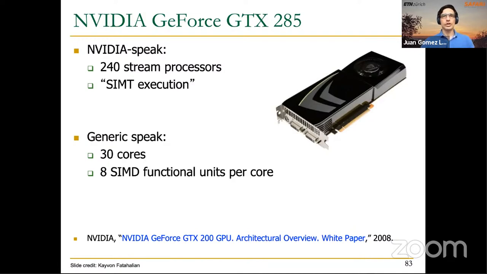285. This is a GPU that was launched in 2009, and it's actually relatively advanced in its family of GPUs. The first ones with this architecture were released 1 or 1.5 years earlier. And by that time, this GTX 285 was really powerful, including 240 stream processors. This is NVIDIA terminology. In generic speak, we can talk about 30 GPU cores or 30 shader cores, as we also refer to them. And each of these cores contains 8 SIMD functional units, 8 lanes inside each of the GPU cores.